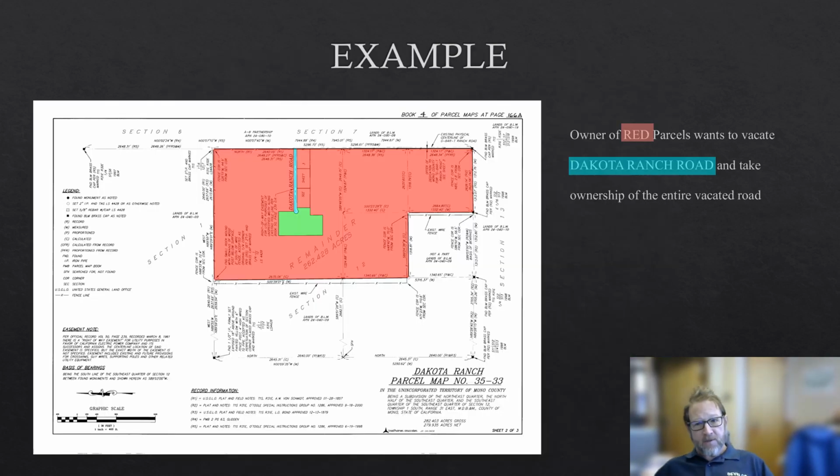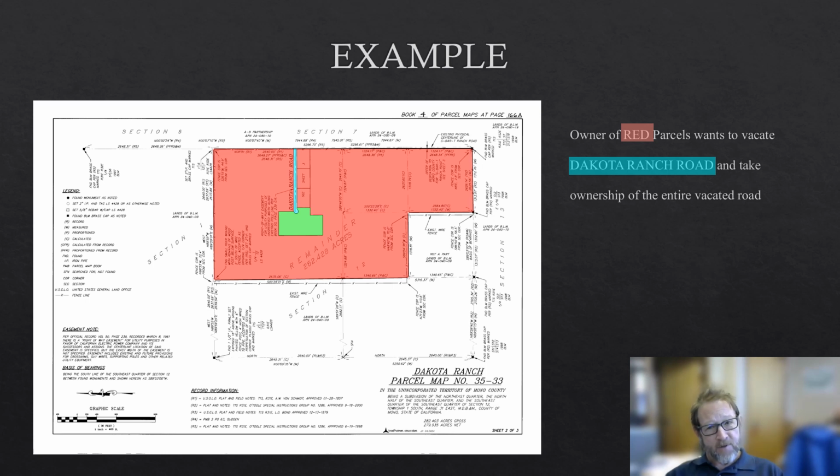All right, so now that we've talked about some of the concepts related to road vacations which a land surveyor needs to know, we're going to apply those principles in a real life situation. And this is the situation. There's this gentleman who purchased all the parcels in red on this map, and he wants to vacate this road running through there, which is in blue, Dakota Ranch Road.